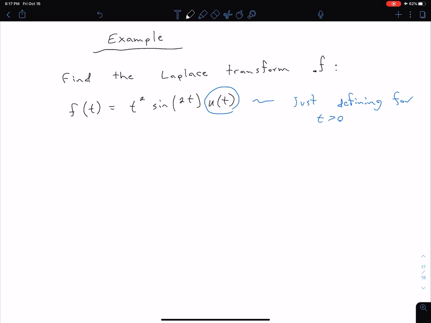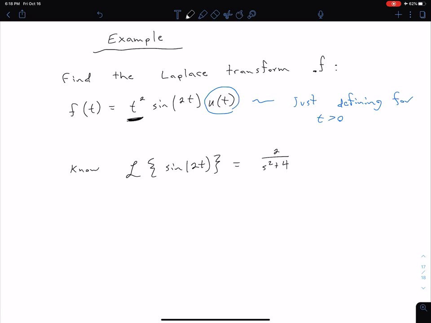Looking at this, we have two main components, our t squared and our sine of 2t. We know the Laplace transform for sine, we spent a lot of time showing that. But even if we hadn't, we could go to a table of common pairs and say the Laplace transform of sine of 2t is omega divided by s squared plus omega squared, where in this case omega is 2. So omega is 2, omega squared is 4. But what are we going to do about this t squared term?